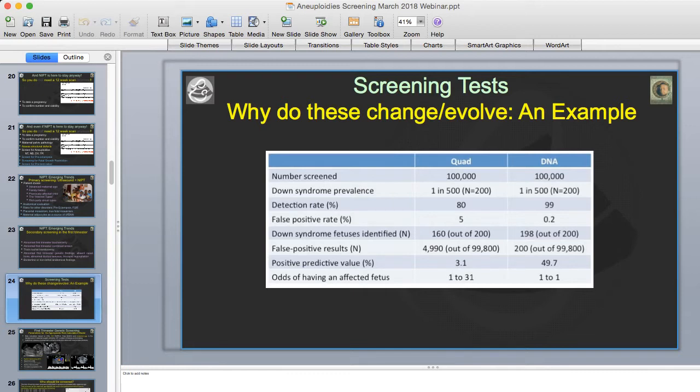The false positive results by the quad would be almost 5,000 out of the 99,800, and the false positive on the NIPT would be down to 200. The odds of having an affected fetus is 1 to 31 for the quad and 1 to 1 for the DNA. So obviously DNA is the way to go in the future, but it's something that we must take with a pinch of salt to make sure that we carry out the test in the way it's meant to be carried out, not as a direct to patient sales approach, which is completely wrong in biology in the first place.